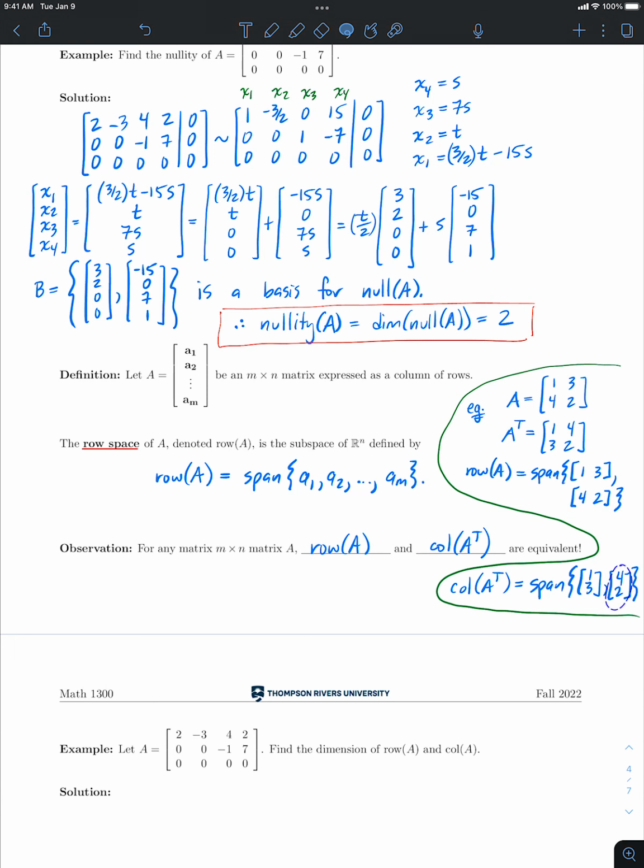So that's just an example to illustrate the fact that in general, the row space of a matrix A and the column space of the transpose of that matrix A are always going to give you the same subspace. And it's the same thing if I look at the column space of A: I could say that's the same as the row space of A transpose. That's the dual version of the statement that we made.